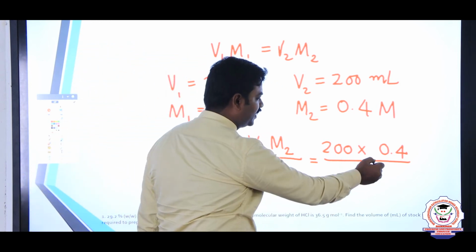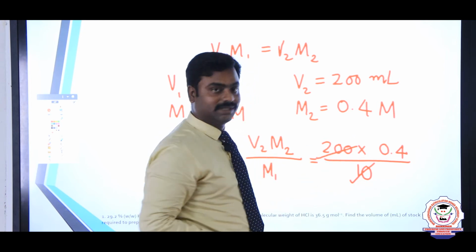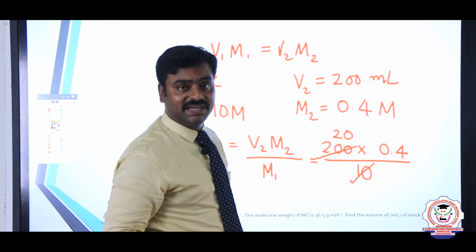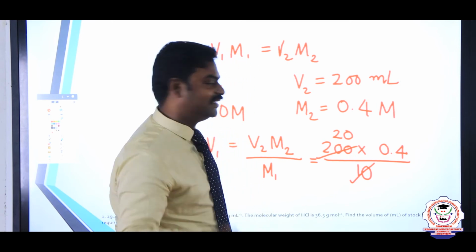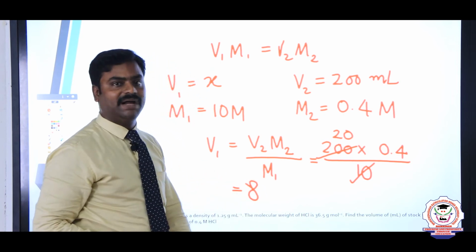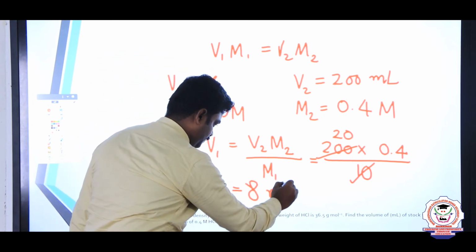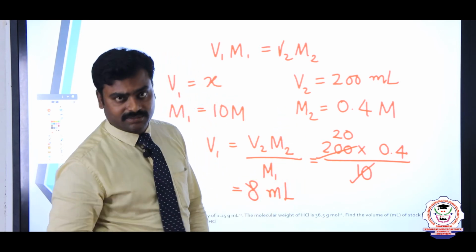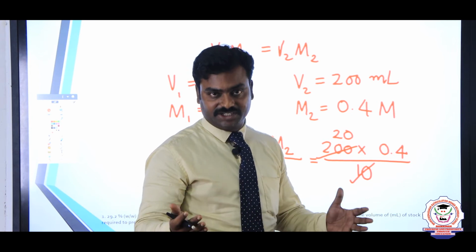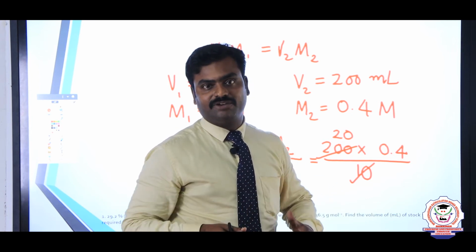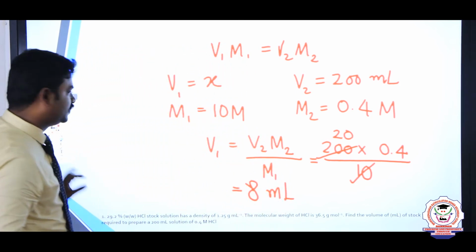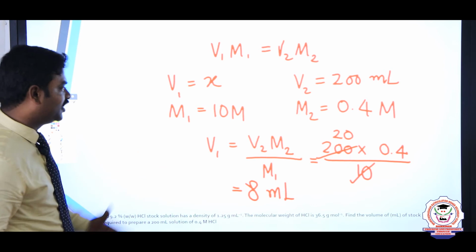Now I am going to cancel it out. 10 with 200, you will get 20. 20 when multiplied with 0.4, you will get the value 8 in ml. So 8 ml of 10 molar solution can be converted into 200 ml of 0.4 molar solution. So this is the answer, 8 ml of solution required.